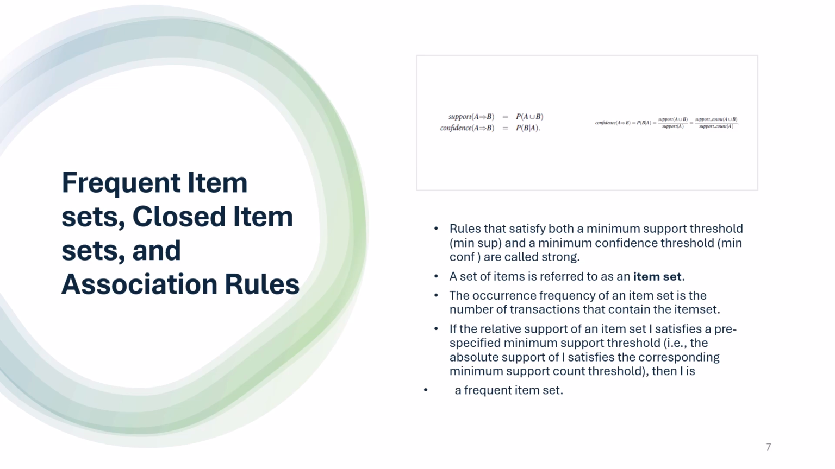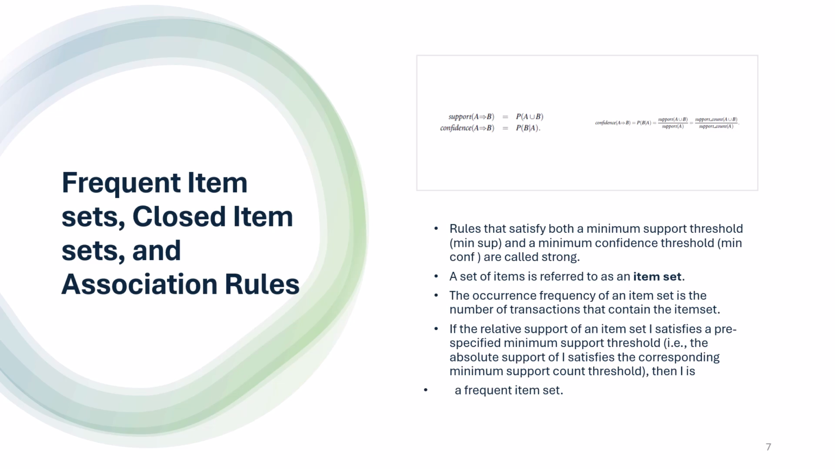The support of A and B is defined as P of A union B. Confidence of A and B is defined as the probability of B given A. The rules that satisfy both a minimum support threshold, given as min sup, and a minimum confidence threshold, min conf, are called strong. A set of items is referred to as an item set. The occurrence frequency of an item set is the number of transactions that contain the item set.